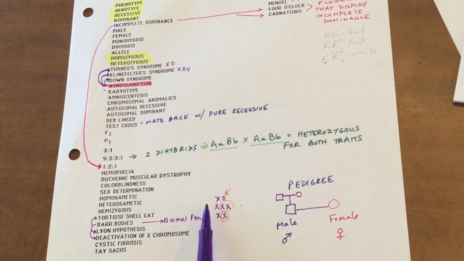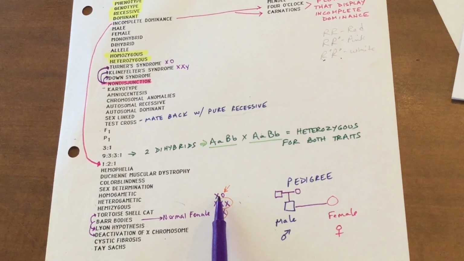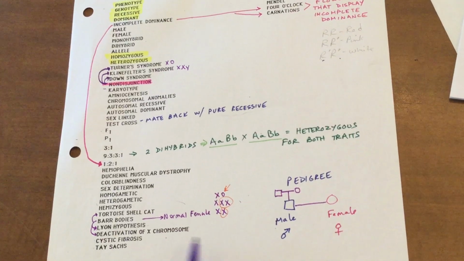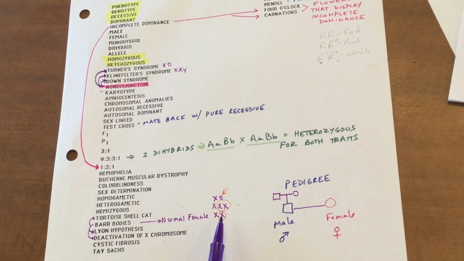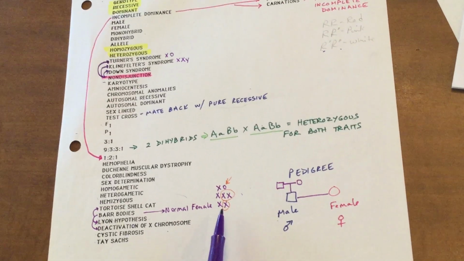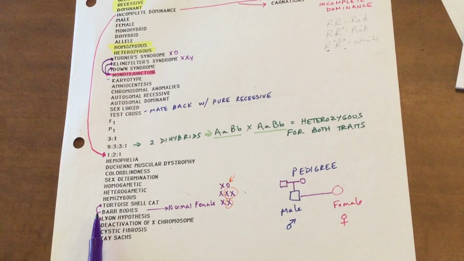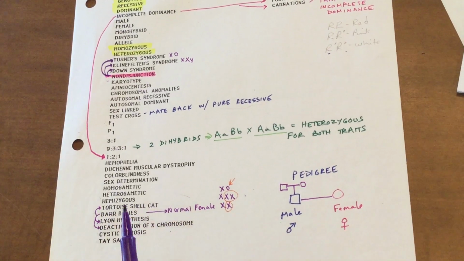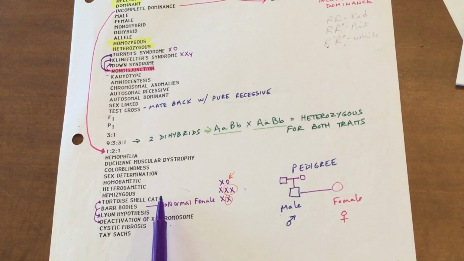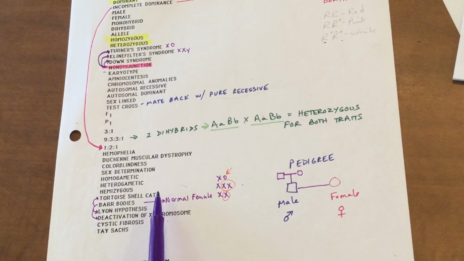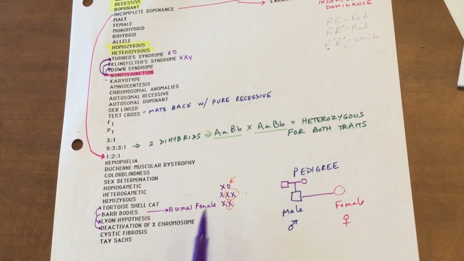A super female would have 2 Barr bodies. A Turner syndrome female has 0 Barr bodies. So Barr bodies are what gets shut on or off during embryological development so that females don't have extra chromosomal information. Tortoiseshell female cats have the X big B, X little b. Male cats can only be black or yellow. They cannot be the mixture of both. The Barr bodies are the deactivation of the X chromosome.